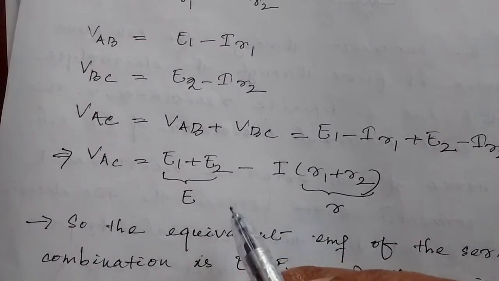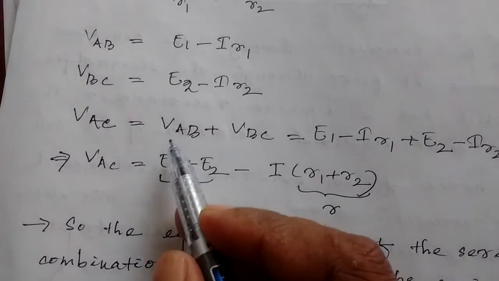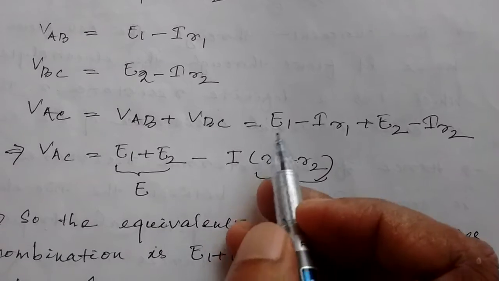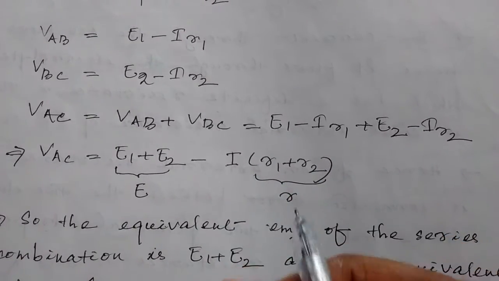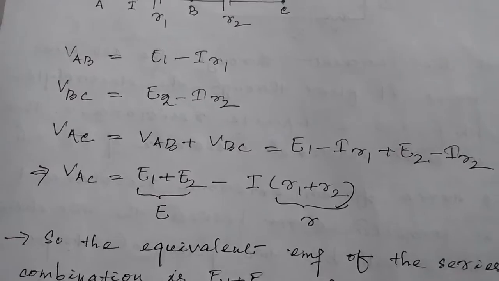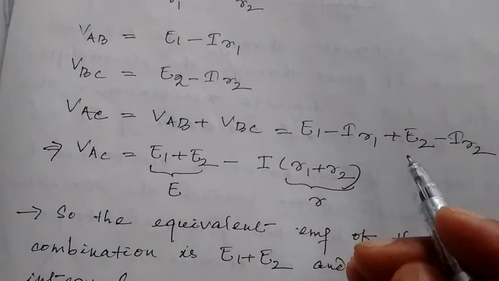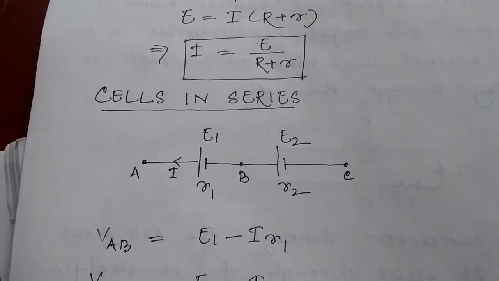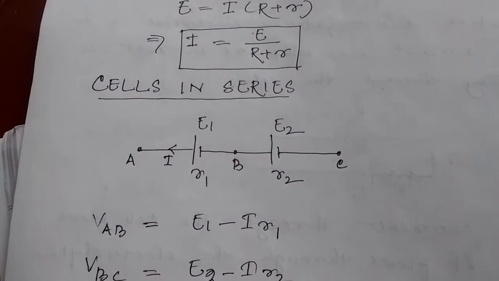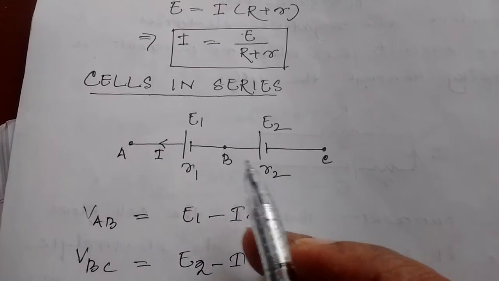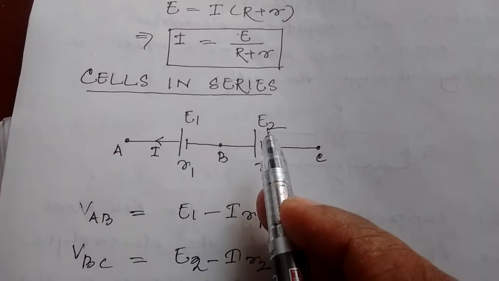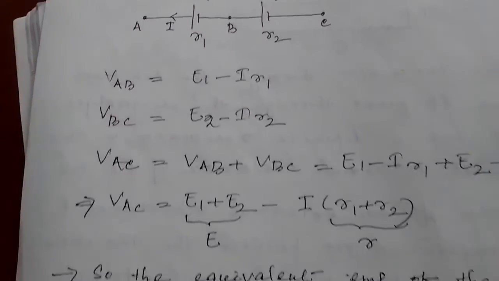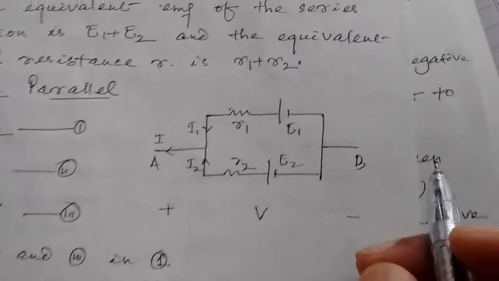That means we are getting a cell whose EMF is the sum of the individual EMFs of the cells, and internal resistance is the sum of the individual internal resistances of the cells. So this is the formula for the cell equation of series connection. If two cells are connected in series, the EMFs simply get added and the internal resistances also simply get added.